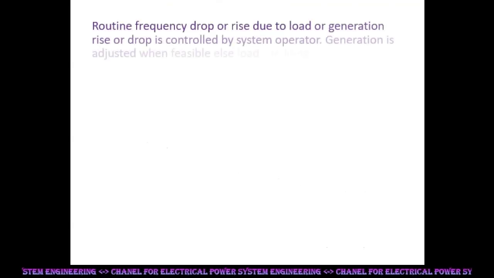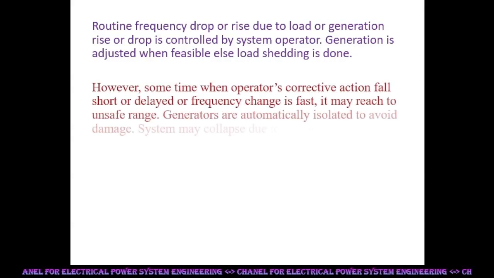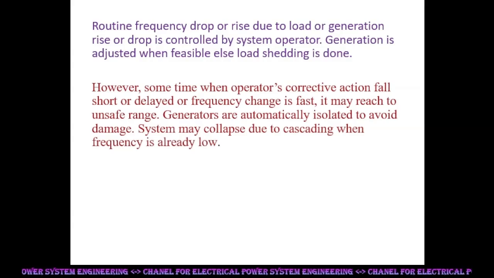Routine frequency drop or rise due to load or generation rise or drop is controlled by the system operator. Generation is adjusted when feasible, else load shedding is done. However, sometimes when operators' corrective action falls short or is delayed, or frequency change is fast, frequency may deviate to an unsafe range. Generators are automatically isolated to avoid damage. The system may collapse due to cascading when frequency is already low.